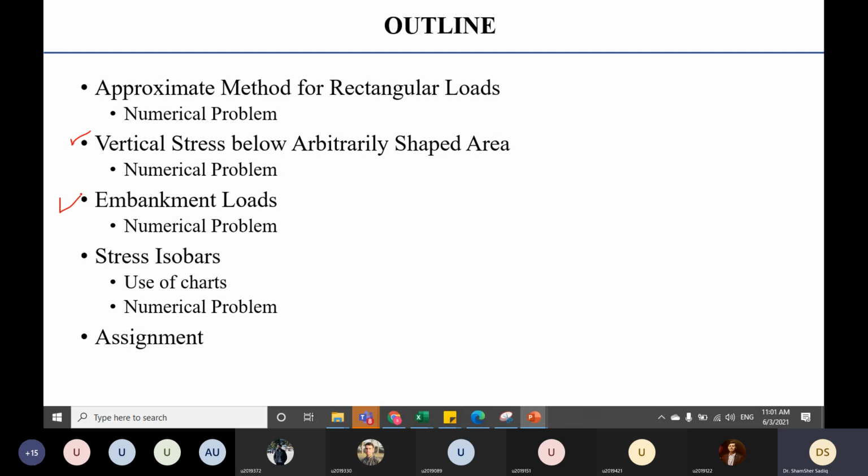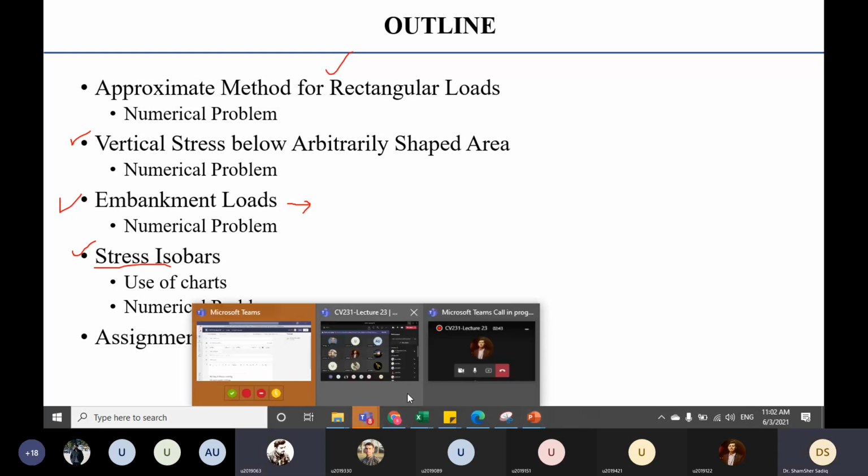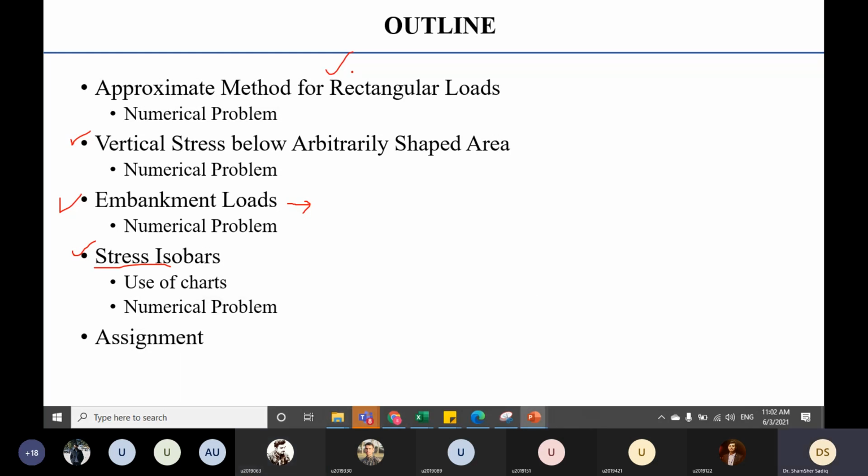Then, if there is an embankment which is neither rectangular nor plane but has some height and thickness, we will learn the Osterberg charts and solve one added stress component numerical problem by the Osterberg method. Then there are stress isobar charts and how to use them.